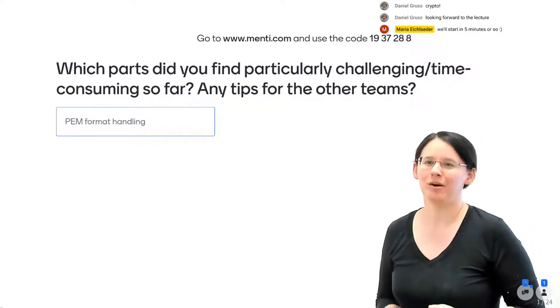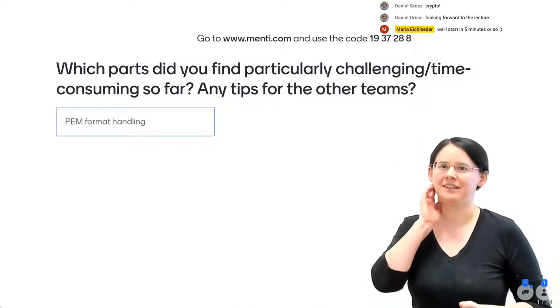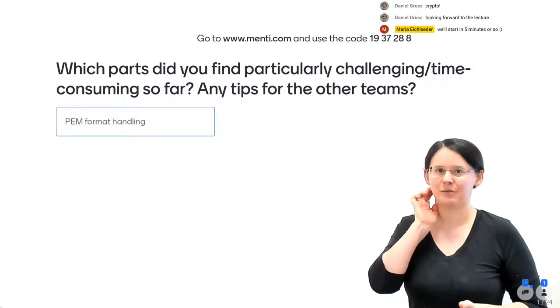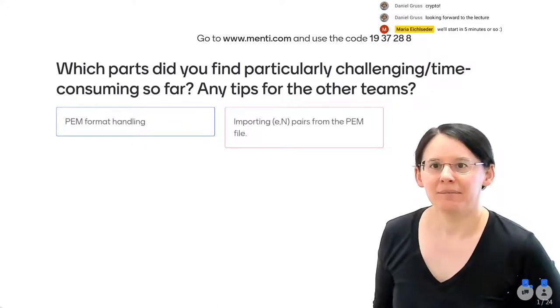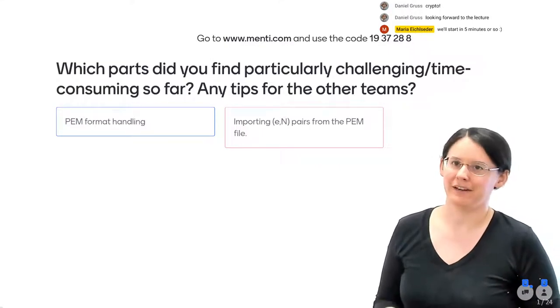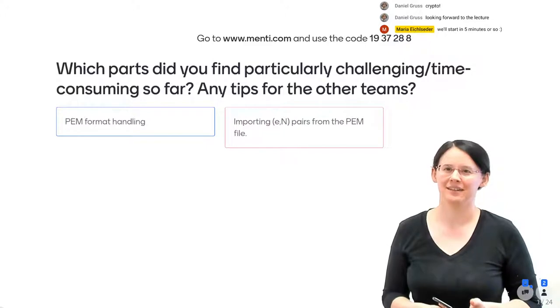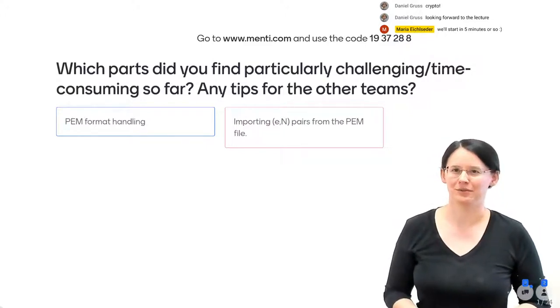Okay, so the format handling of the files that we have for the RSA was apparently a particular problem. This is also something that the question we saw before relates to. Also importing the E and N from the PEM file. Okay, so it looks like file IO is, as it unfortunately is so often, one of the hardest parts about crypto.